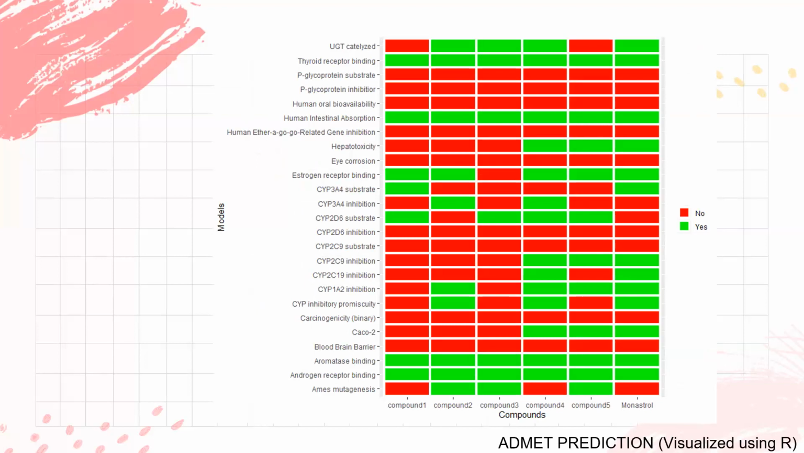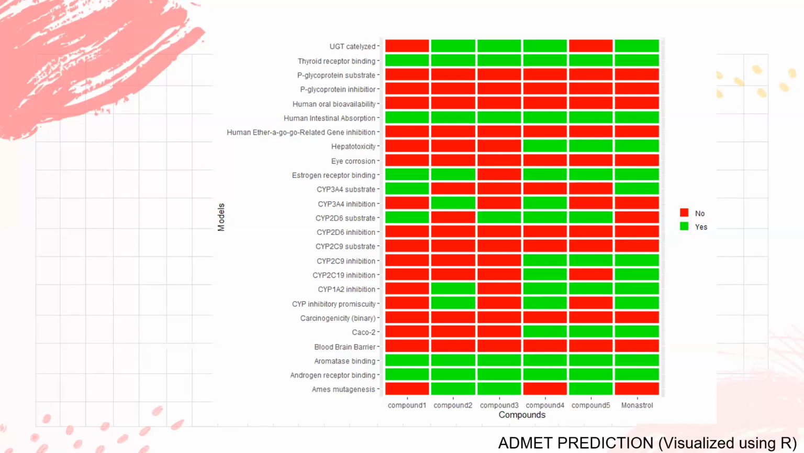So this heat map was made with R. This heat map just contains the ADMET properties of the top 5 compounds and monastrol, which is the standard. From this result, I think the basic thing here should be human intestinal absorption. So these are just properties that we want to know.